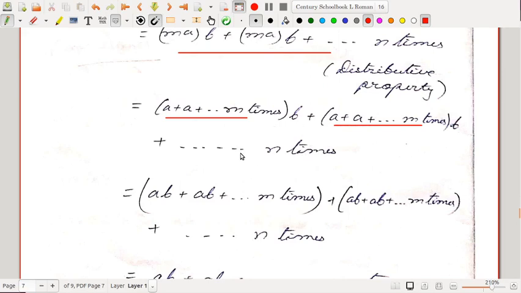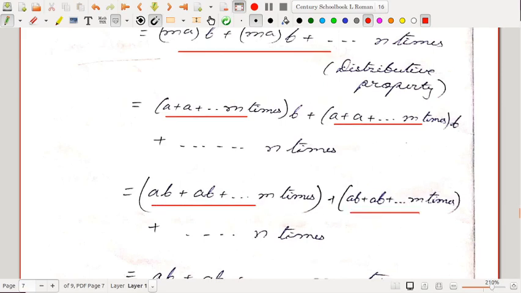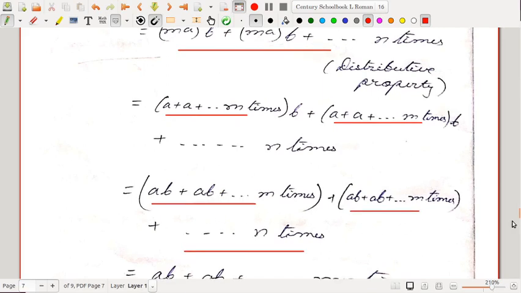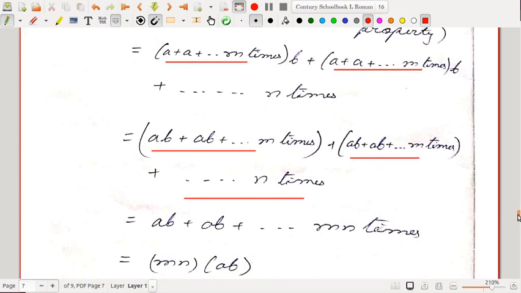So ultimately, again I apply the distributive property. So it's ab plus ab added m times, again ab plus ab added m times. Then this goes on for n times. So ultimately how many abs are there? Each bracket contains m abs, and there are how many such brackets? There are n brackets. So the total number of ab will be mn.